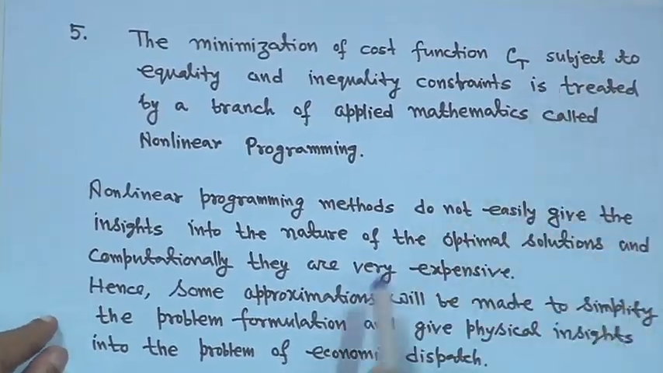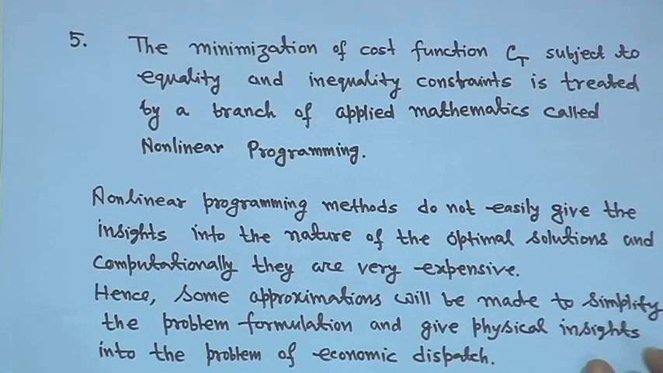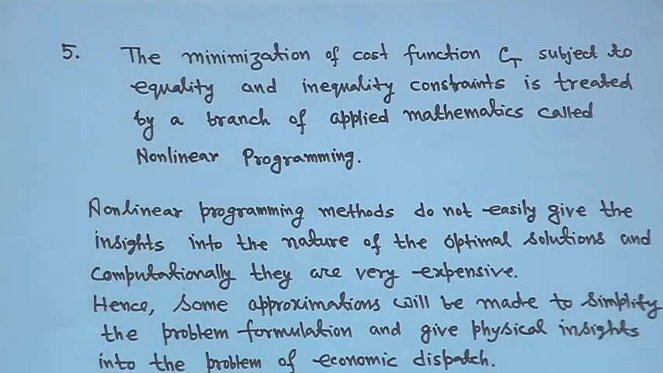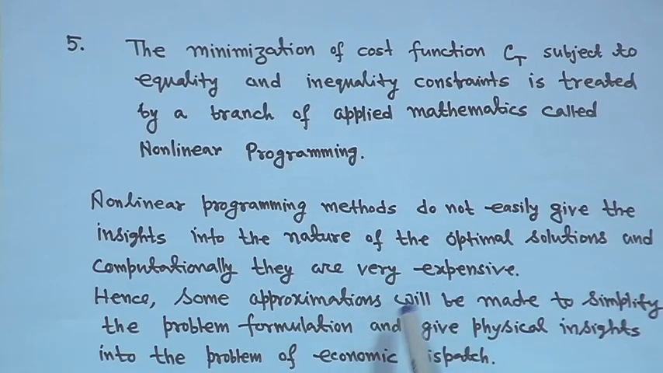And the minimization of cost function Ct subject to equality and inequality constraints is treated by a branch of applied mathematics called nonlinear programming. Using several different types of nonlinear programming, one can solve this problem. But nowadays soft computing techniques are available. Although here I have written that this nonlinear programming technique is computationally very expensive, in the sense that it may take more time, soft computing technique, if you apply, will give you the global optimum value.